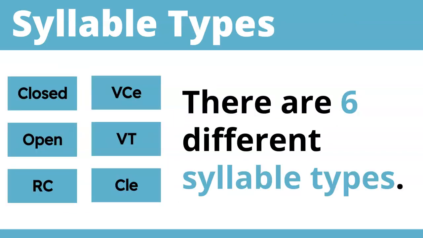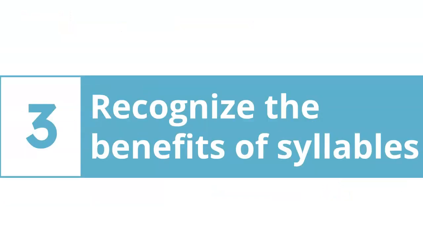There are 6 different syllable types: closed, vowel consonant E, open, vowel team, R-controlled, and consonant LE. Knowing the syllable type will help readers know how to pronounce the vowels in a syllable. We'll learn more about each syllable type in future lessons.